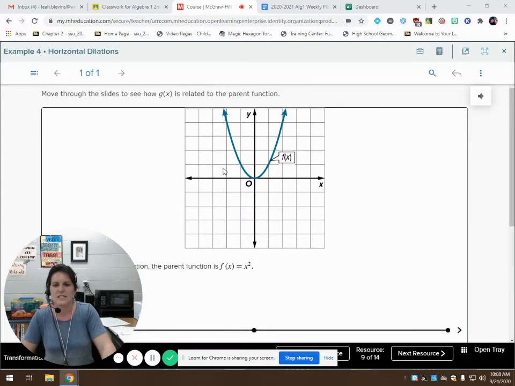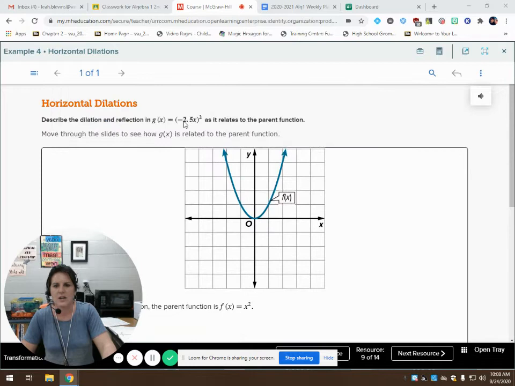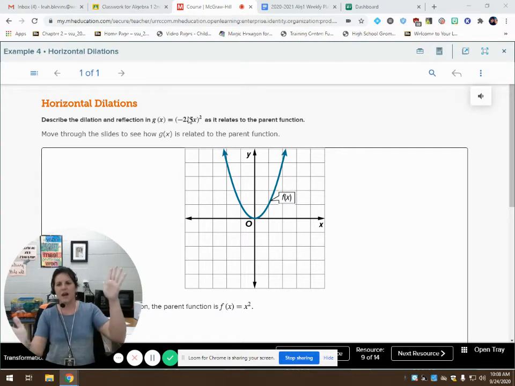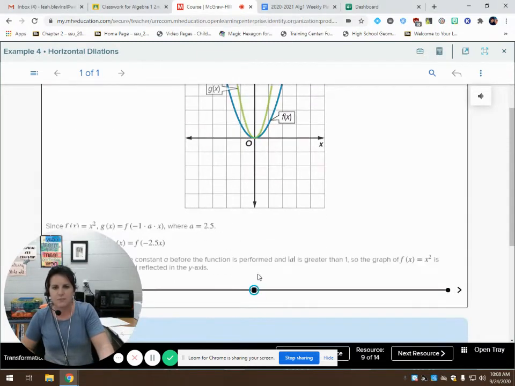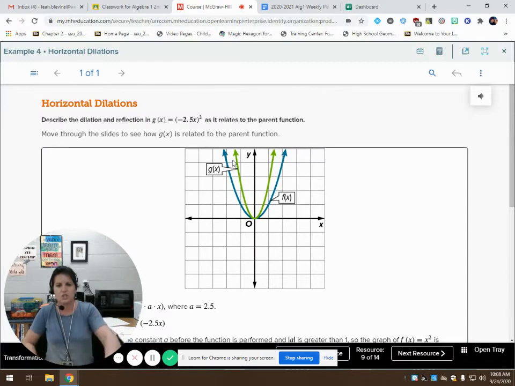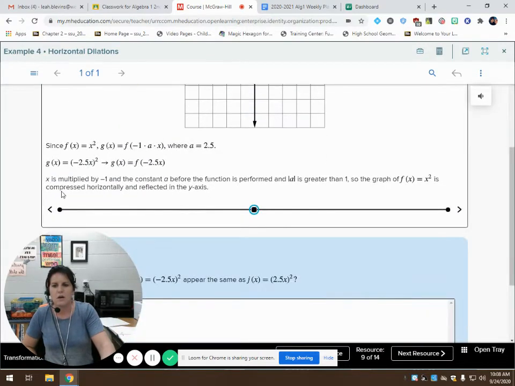So let's look at this. The absolute value of this number here is greater than 1. So that tells me that I'm compressing that graph horizontally, which is kind of like stretching it vertically. It's making it grow this way. Let's look at the picture. We stretch it, stretch it, stretch it. We are multiplying by -1.